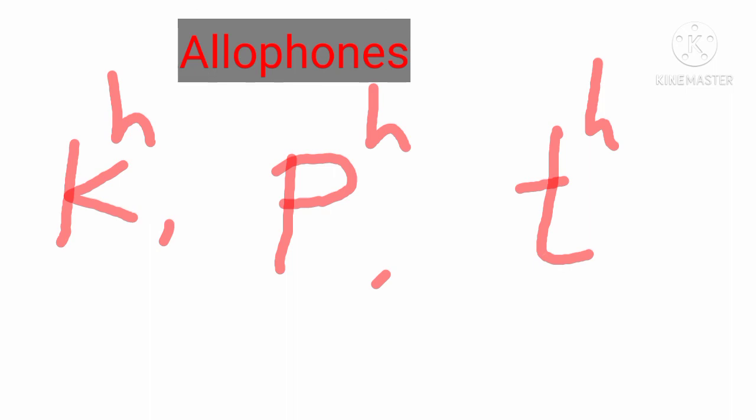There are three allophones in English, and all those three allophones are the allophones of voiceless plosive sounds. There are only six plosive sounds in English, out of which three are voiceless and three are voiced. Voiceless plosive sounds have allophones. For example, k, p, t. All these three sounds have their allophones.